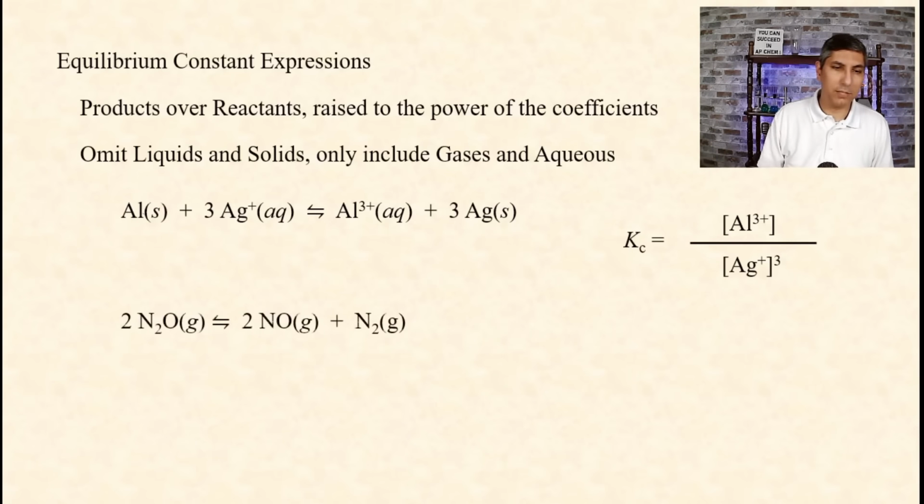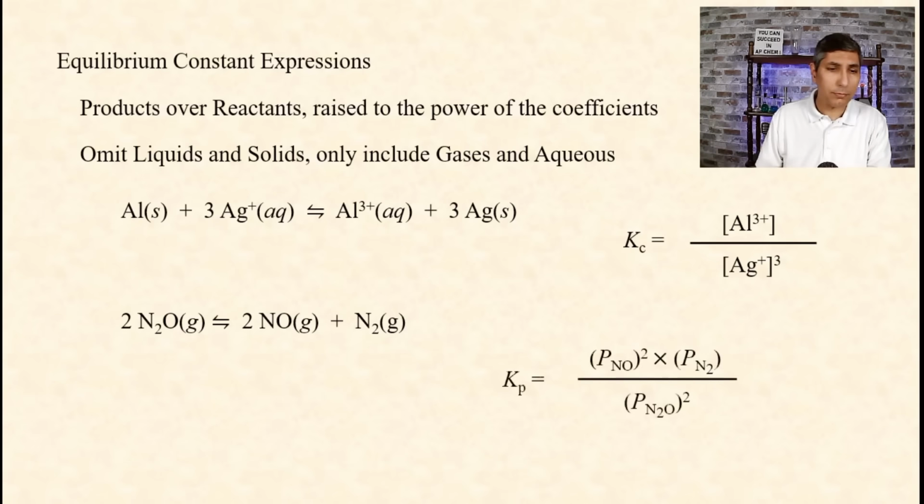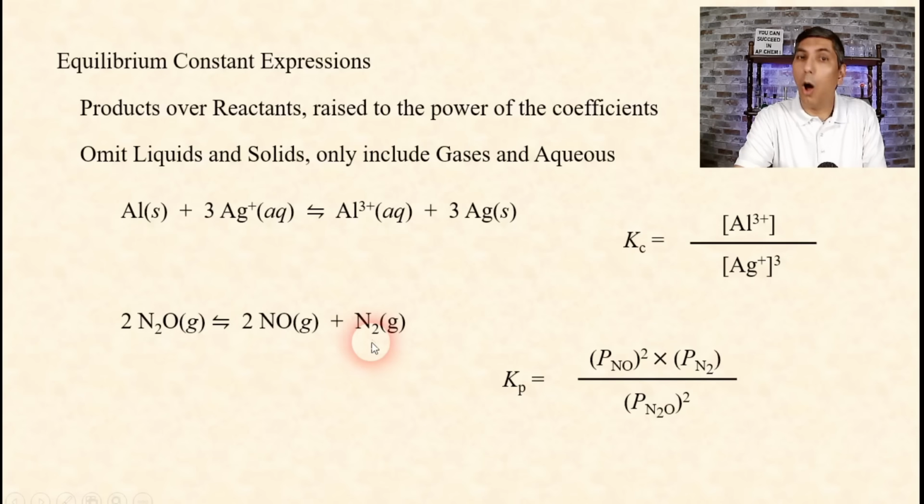Now, what if we have this expression here, this equation, and we're asked to write the Kp. Now, P is in terms of pressure, so we don't use brackets in this case. We use the parentheses in the partial pressure notation. So in this case, Kp is equal to the partial pressure of NO, quantity squared, because there's a 2 right there, times the partial pressure of N2 all over the partial pressure of N2O, quantity squared. And we're using gases here, so everything gets included in that equilibrium constant expression.